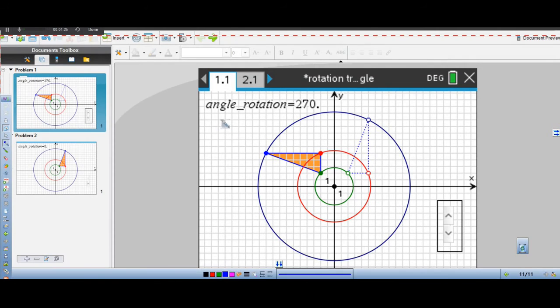So 270 degrees clockwise, which is what we have there, would be the same as 90 degrees counterclockwise. Does that make sense? So let me just show you real quick.